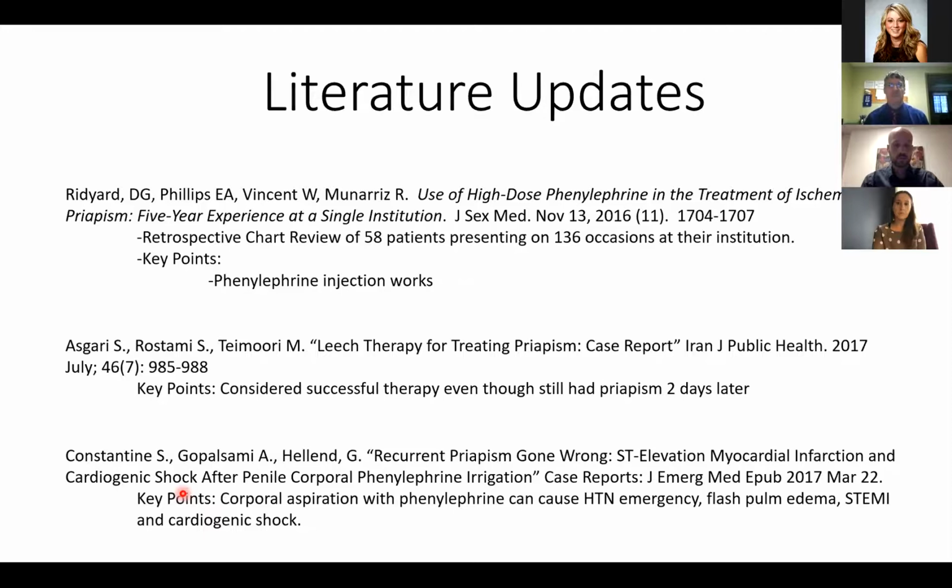Turns out that patient had been taking huge doses of pseudoephedrine himself, trying to relieve the priapism himself before coming to the emergency department. So the pseudoephedrine that he had taken orally combined with the phenylephrine put him into a hypertensive crisis. So it might behoove us to ask if the patient has tried anything themselves before injecting phenylephrine. But that is my presentation on the management of acute priapism and current literature updates.